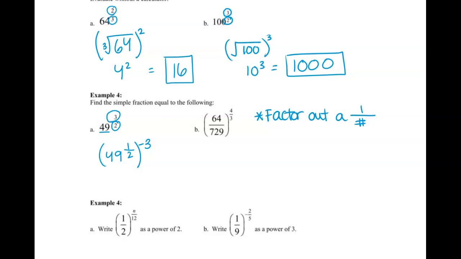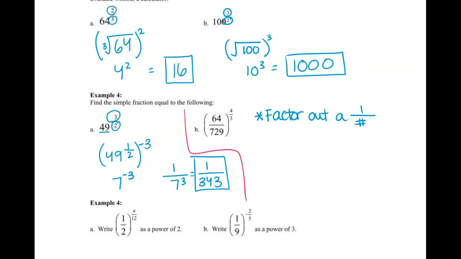And now I know that 49 to the 1/2 is the square root of 49, which is 7. So we get 7 to the negative third power, which is 1 over 7 cubed. 7 cubed is 343. So we get 1 over 343 for part A. And again, feel free to skip steps in there if you can do that and still get the correct answer.